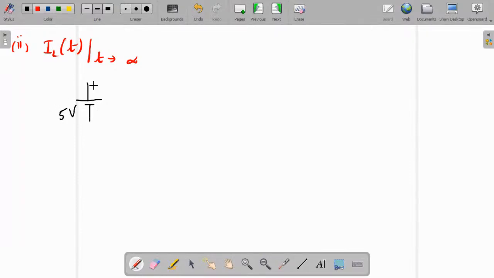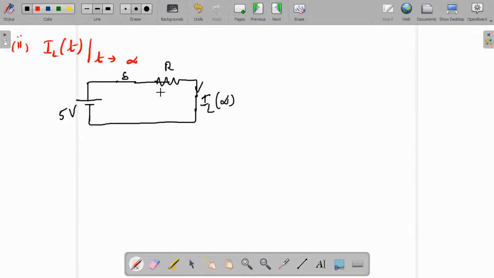We have a 5 volt source here. The switch is closed at t is equal to 0. So after so much time, the switch position is closed, and here we have a resistor and then an inductor. So the inductor is also short circuited. In steady state with DC excitation, the inductor is short circuited as t tends to infinity. So we have to find IL of infinity.